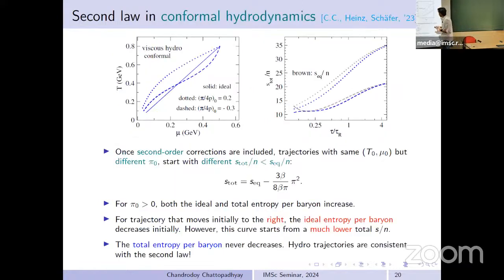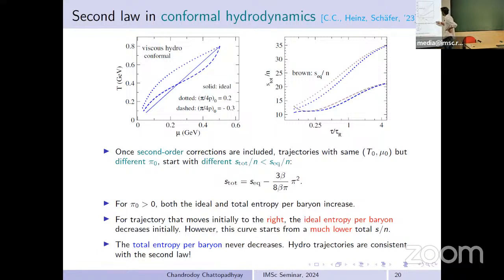here again, we have a look at this trajectory. So this was the ideal trajectory. This was the dotted one, which we were okay with. This one was the one which was suspect. Now, we compute the entropy per baryon along this trajectory and along the dotted trajectory. So for the dotted one, we clearly see it always increases.